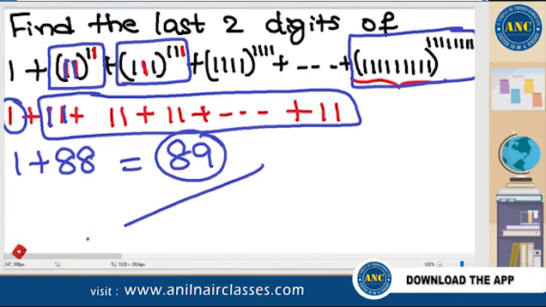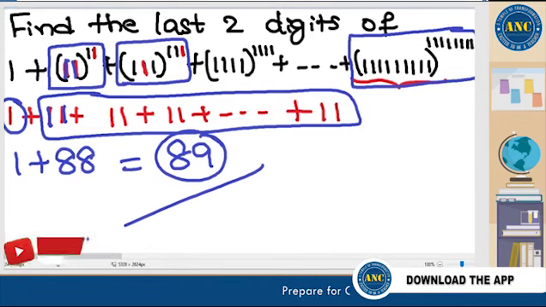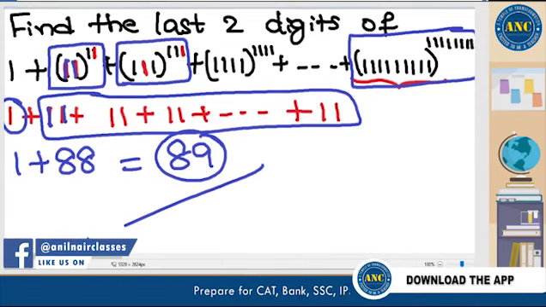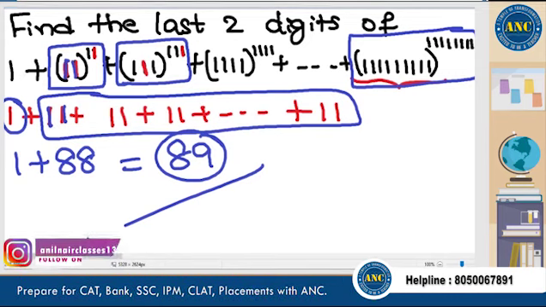Type 1: how to find the last two digits of any number when the unit digit is 1. We are interested in taking unit digit type by type. First type says that unit digit is 1. Let us see what will happen if the unit digit is a different number other than 1.